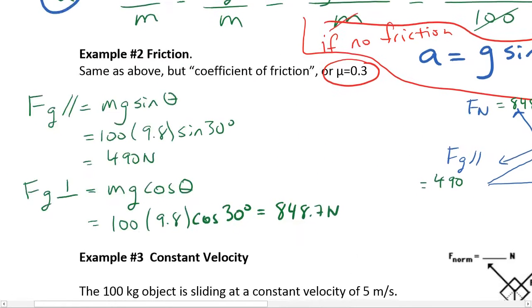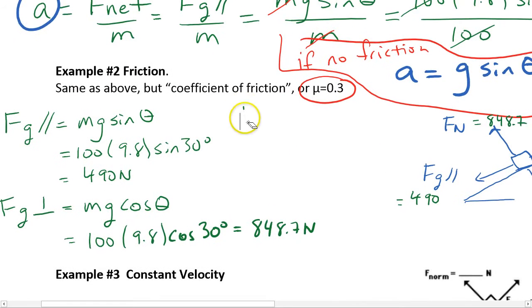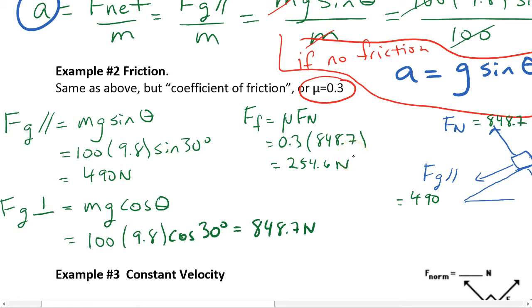So let's find a spot here to do our work. We'll say the force of friction will be equal to mu times the normal force. So that will be equal to 0.3 multiplied by 848.7. So we get an answer of 254.6 newtons. Okay, so we're almost time to finish this.